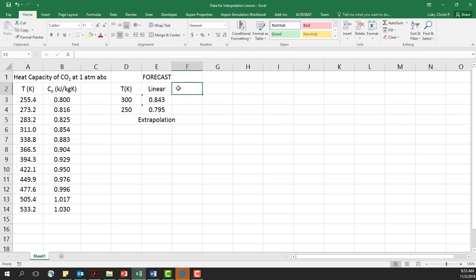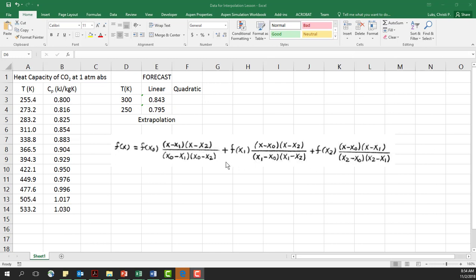What if I wanted to do the Lagrange quadratic? For that, I'm going to need, from our previous lesson, this formula. And I need to use the three nearest points. So for 300 Kelvin, looks like maybe these three would be the ones that are closest. But whether I use these three or starting with 283 to 338 shouldn't make much of a difference. Now, using this formula is a bit of a pain in the neck.